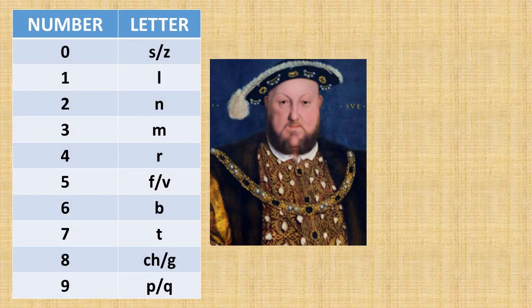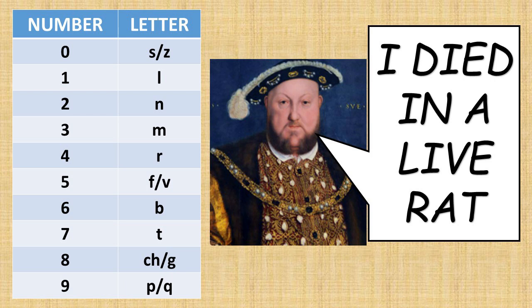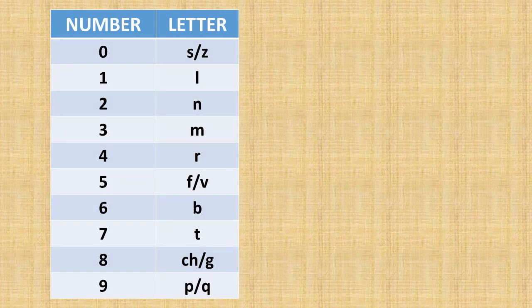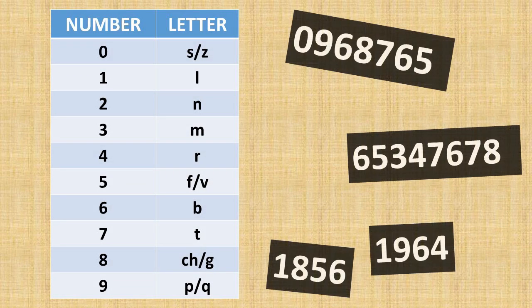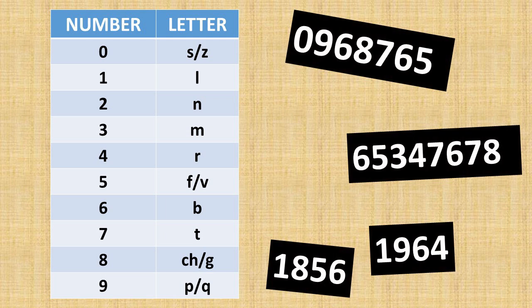Here's one for you to think about. You're welcome to pause here and think about the answer. This is Henry VIII. I wonder when he died. He says, I died in a live rat. So we've got live rat as the code. If you can turn the consonants in live rat into numbers, you will have the date he died. And if you want to pause here, you've got another added bit of a task to do. You can turn some of these numbers or the dates at the bottom into words and images to remember.